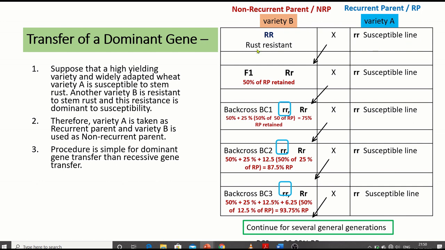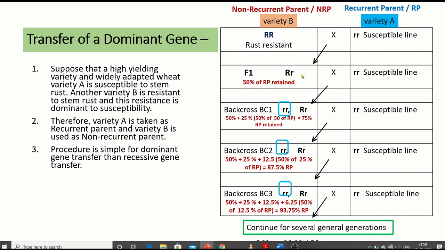And the donor parent doesn't have high yield or high agronomic character, but has the rust resistance character. So our intention is to transfer these dominant genes governing rust resistance to the progeny. First of all we'll go for hybridization. Hybridization will lead to 50% of this genotype and 50% of this genotype, the contribution of both.